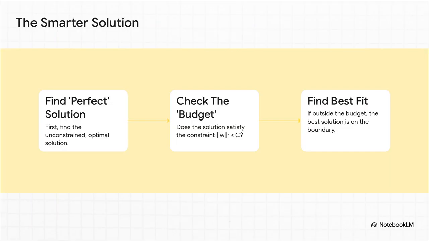And the logic for finding this smarter solution is actually really elegant. First, the algorithm finds that perfect overfit answer we saw before. Then it just asks a simple question. Is this solution within my budget? If the answer is yes, great, we use it. But if it's too complex, if it's over budget, the algorithm just pulls it back until it's sitting right on the edge of what's allowed. It finds the absolute best model that still plays by the rules of simplicity.